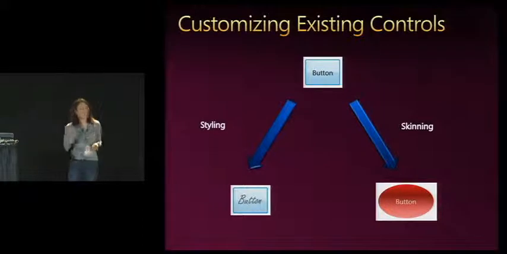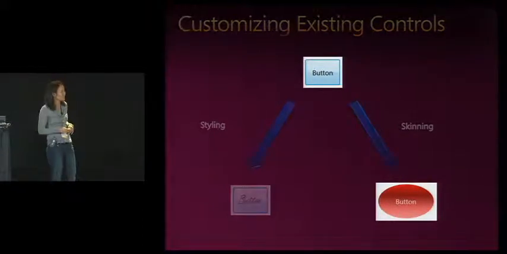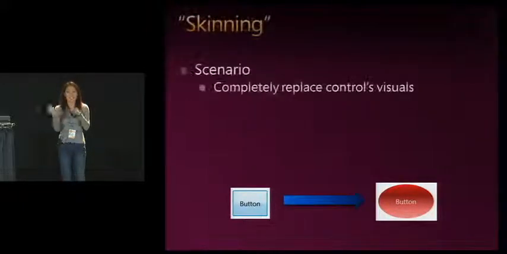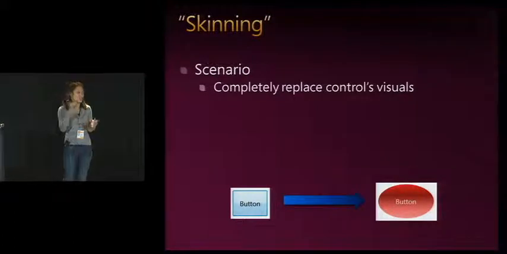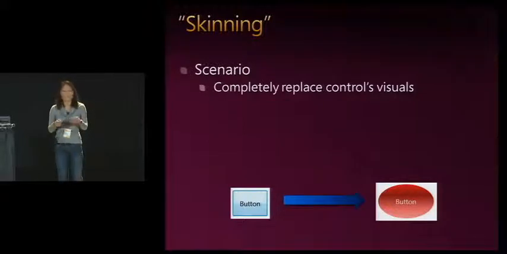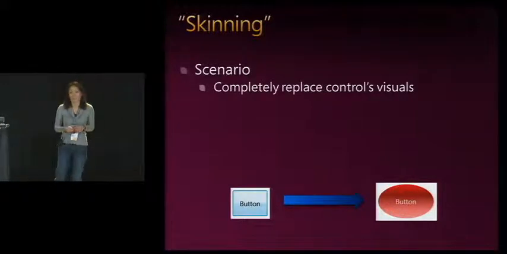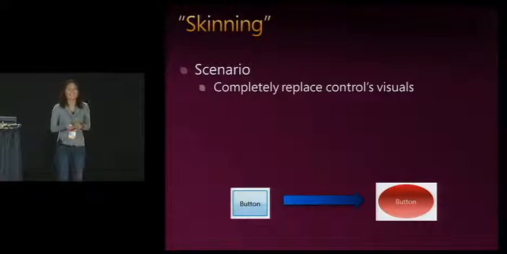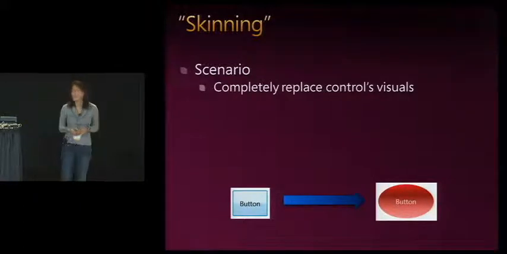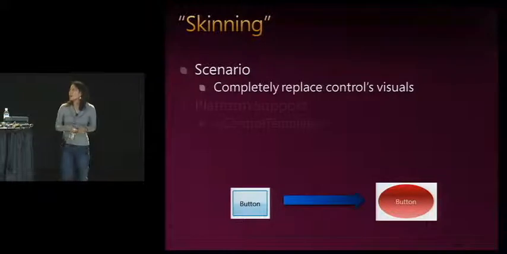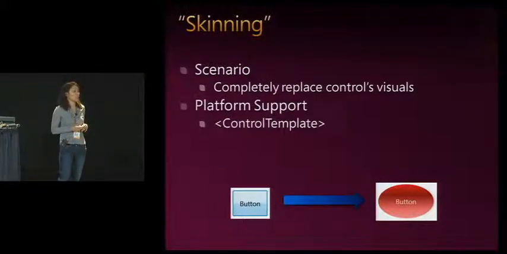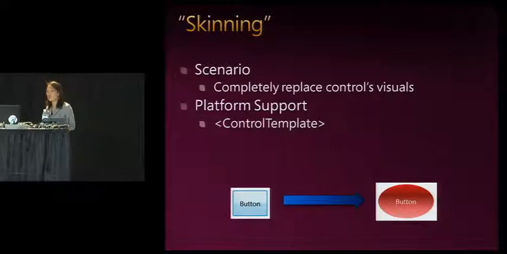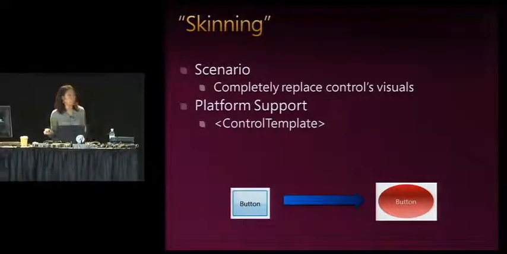And now I want to talk about kind of the other half of this diagram and talk about skinning. So for styling, we saw that it was really easy using a style to just tweak minor visual characteristics. So change the colors or change the font or something in that realm. But in a lot of cases, what you want is something much more drastic. You don't want to tweak the existing look. You actually want to replace the existing look. And so this is our kind of skinning scenario, where you want to replace the skin of the control. And the way you do this in Silverlight is via something called a control template. And a control template is just a way for me to define what the visuals for a control should be.